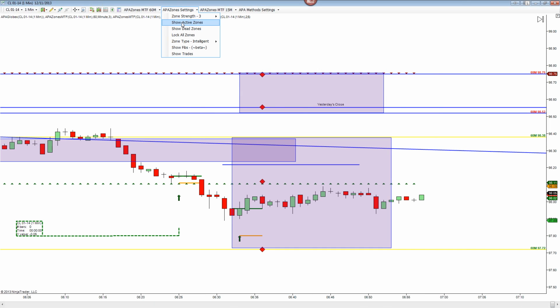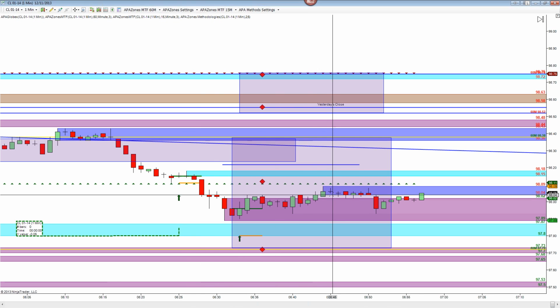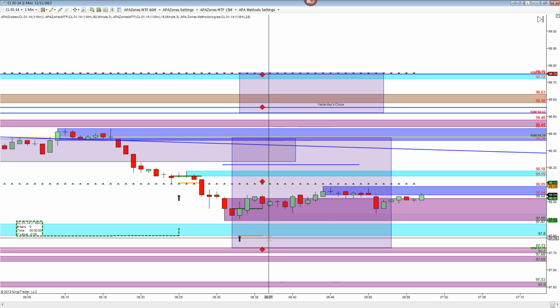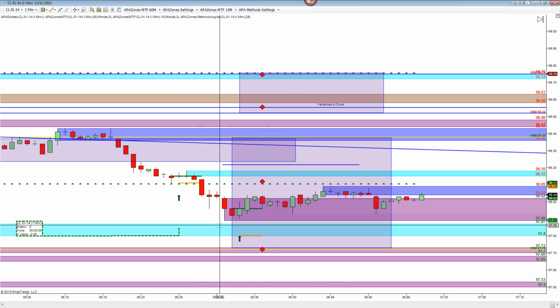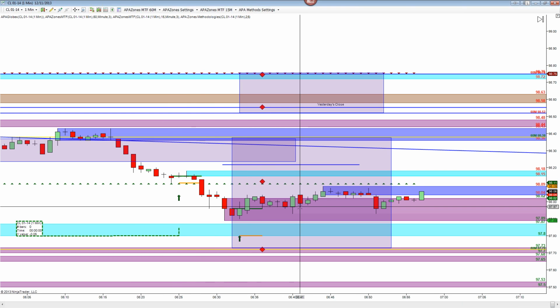And this is kind of cool because I can show the active zones, and you can start to see some of the fractal nature that forms here. So at the bottom you have a purple zone, and you have an aqua zone a little bit above that on the 1 minute, and so on and so forth. So it's kind of cool how that works.